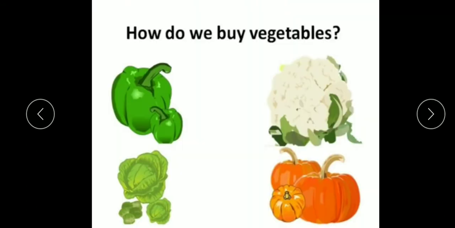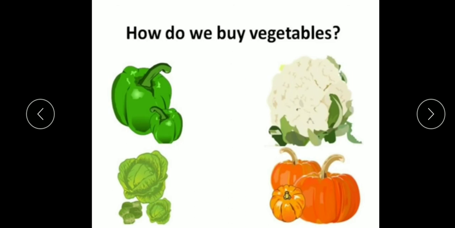But children, when we want to buy vegetables, we cannot tell the vendor that I want a capsicum lighter than the cauliflower, or I want a pumpkin as heavy as the cabbage. We do not tell this to the vendor. So what do we have to do?